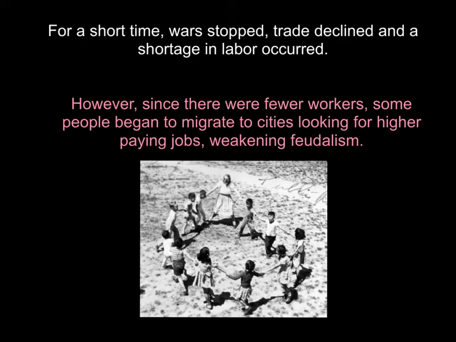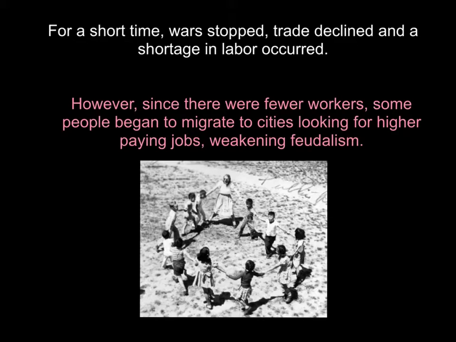Now, during this time period, for a short amount of time, wars stopped, trade declined, and a shortage in labor occurred. However, since there were fewer workers, some people started to leave the manors and migrate to cities looking for better paying jobs. When that happens, the whole feudal system started to weaken and decline. You're starting to see the Middle Ages on the tail end, starting to end, and a new era will begin. But that's only the beginning of it. The bubonic plague was just the start of that happening.